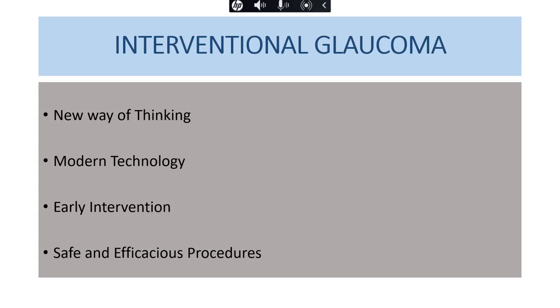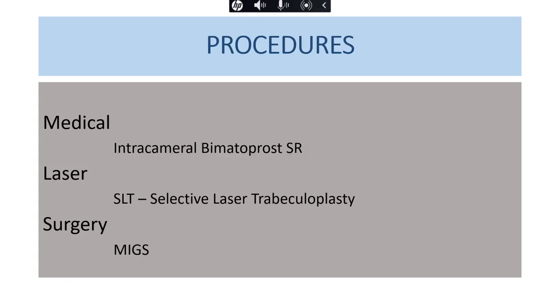So this is what interventional glaucoma is. It is not a name of a surgery. It's a new way of thinking about how to manage glaucoma. And this is going to come up. Now, what are the new procedures? This has come up because new procedures and new ways of managing glaucoma have come up, and they are safe and efficacious, and you can give the patient a guarantee of good safety.